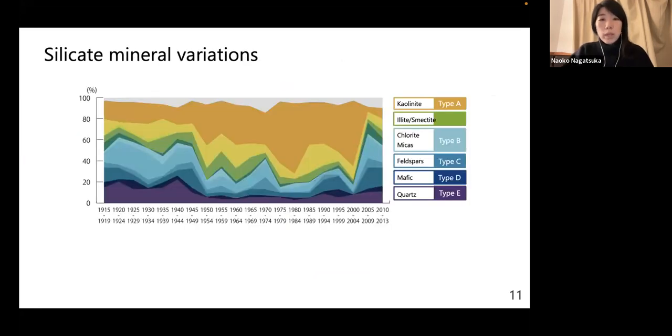Okay, so let's take a look at the variation in the 5 types of minerals. This shows the silicate mineral variations, and what we can see here is that the composition significantly varied on a multi-decadal scale. The proportion of type A, the most dominant mineral in the ice core, indicated by orange, was high from 1950 to 2000, but low in the other periods.